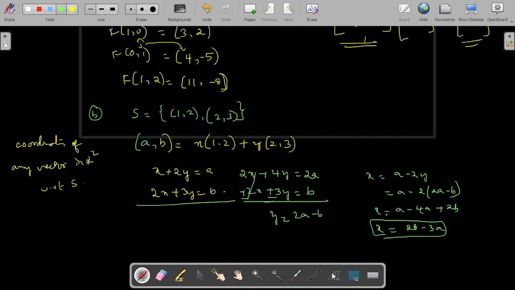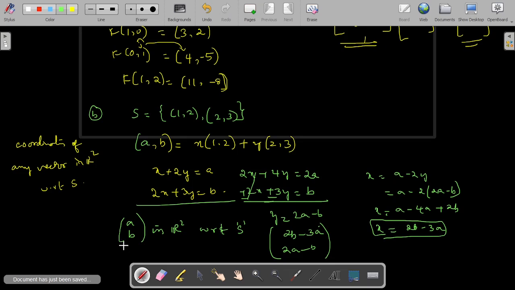Therefore, coordinates of any vector (a, b) in R² with respect to the basis S is given by (2b minus 3a, 2a minus b). The same vector (a, b) is called like this in R² with respect to this basis S. This you have to remember now.